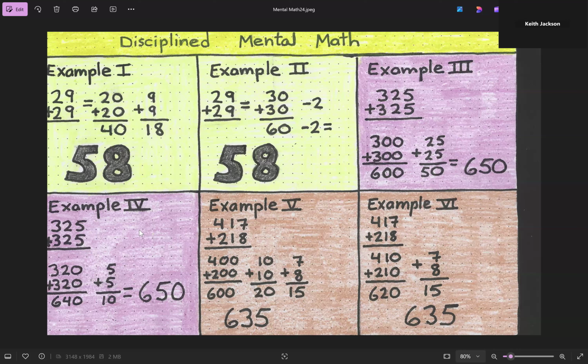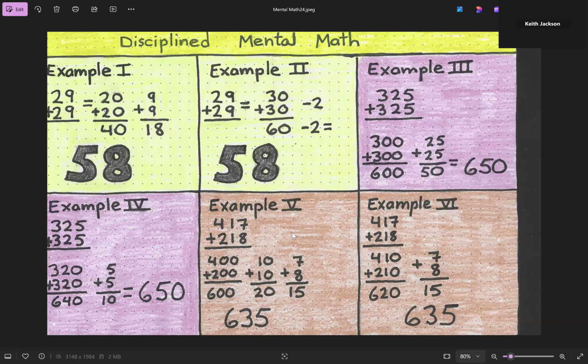Let's move on to big example four, in which we have the same math problem, 325 plus 325. We can again use numbers that end in zero. If we can get close to 325, without using the 5 method, we have 320 plus 320. We know that 20 plus 20 would give us 40, and 300 plus 300 would give us 600. And don't forget that 5, because we have 5 plus 5, which would give us 10. And we know that 640 plus 10 would give us 650. These are pretty good approaches to disciplining your mental math.